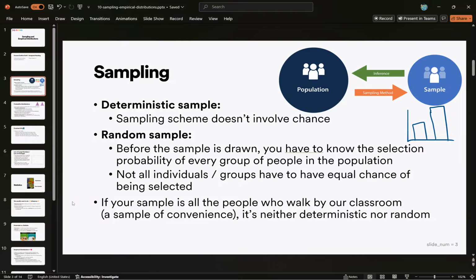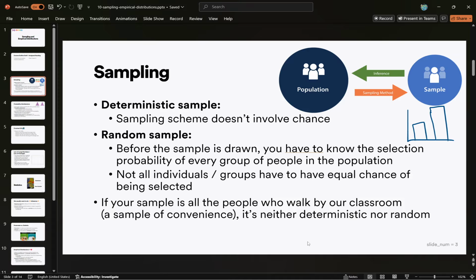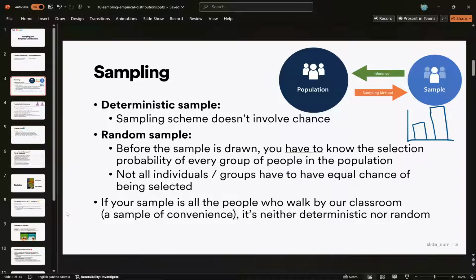If you go and interview somebody on a street corner, everybody who passes a street corner or passes by our door, that is neither deterministic nor random, because it's going to be a bunch of people walking by every time. But at the same time, there's some certainty about who's going to get picked. It's only going to be students, so it's not going to be the entire population of Fresno County or something, if that's what you're trying to get at. So that's called a sample of convenience rather than any sort of random sample.